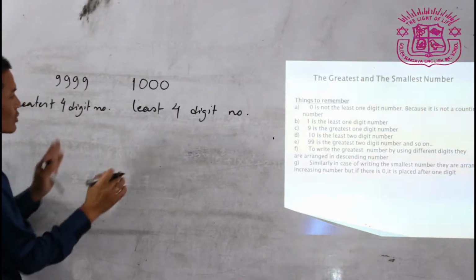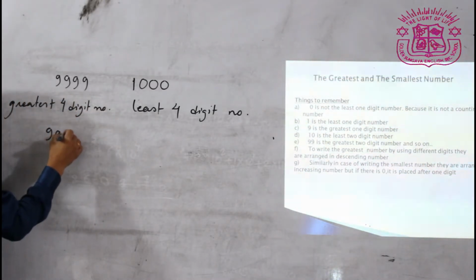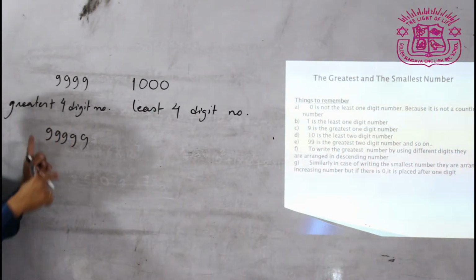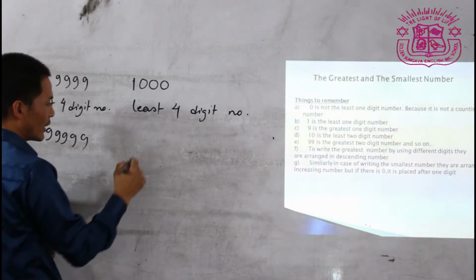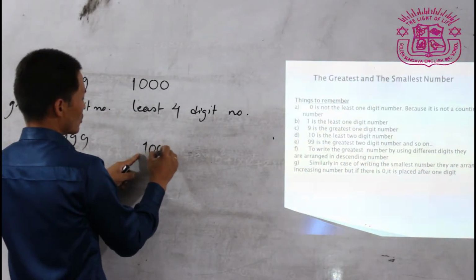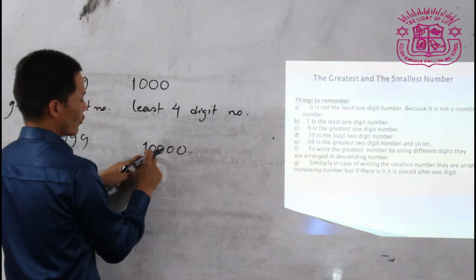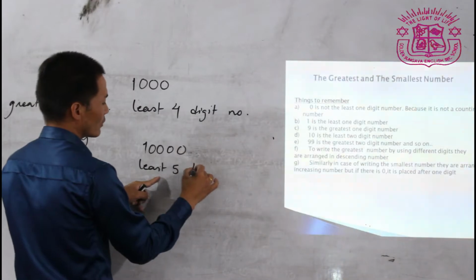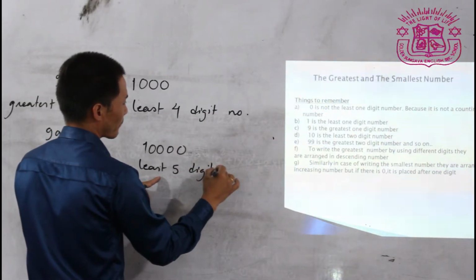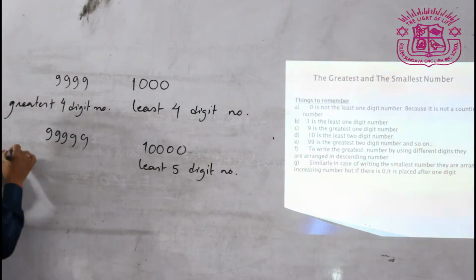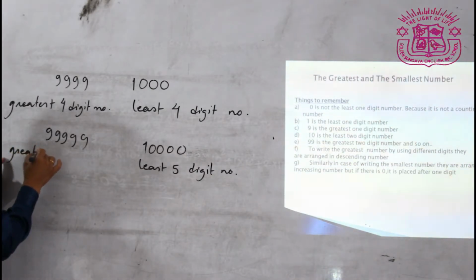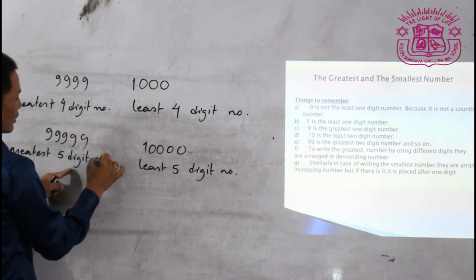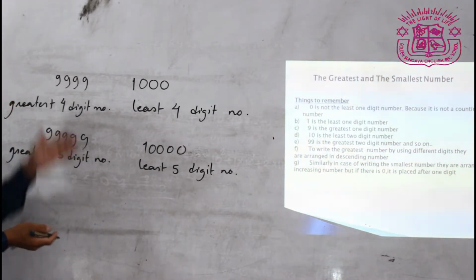Similarly, 99999 is the greatest 5 digit number, and 10000, with 1, 2, 3, 4, 5 digits, is the least 5 digit number. In the same way you can continue.